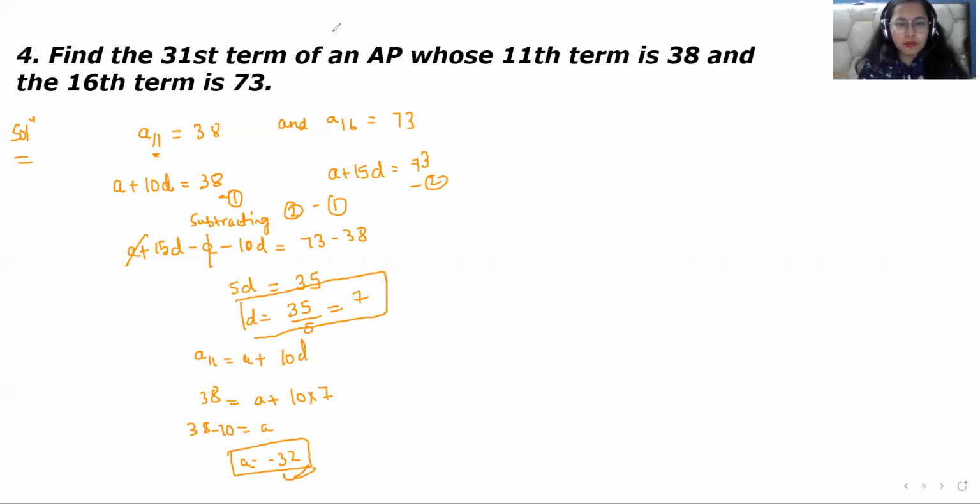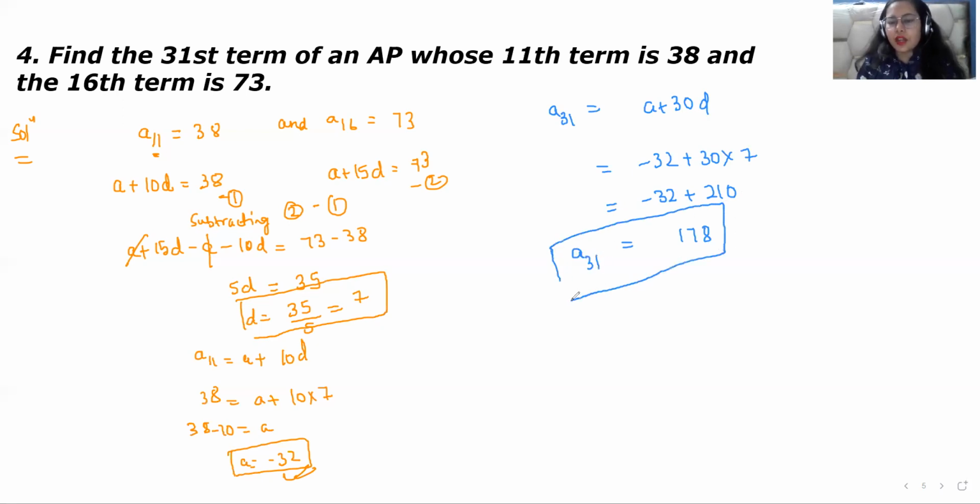We can find our term A31. So A31, how can we write it? As A plus 30D. What is A? A is minus 32 plus 30 times D, which is 7. So minus 32 plus 210. 210 minus 32 is 178 with a positive sign. That's how you can calculate the values of any AP.